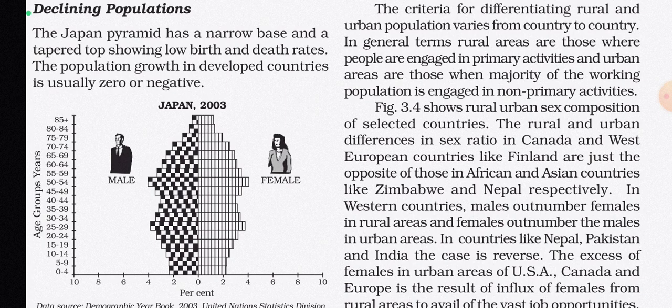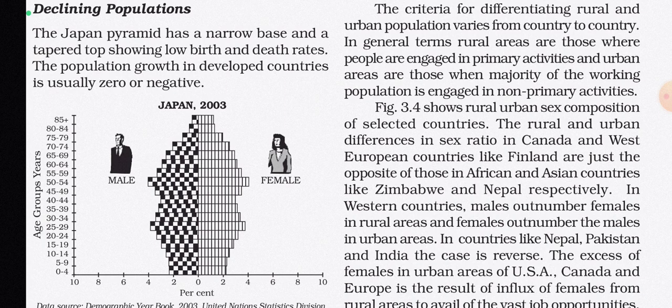Rural-urban composition. The division of population into rural and urban is based on the residence. This division is necessary because rural and urban lifestyles differ from each other in terms of their livelihood and social conditions. The age, sex, occupational structure, density of population, and level of development vary between rural and urban areas. The criteria for differentiating rural and urban population vary from country to country. In general terms, rural areas are those where people are engaged in primary activities and urban areas are those where the majority of the working population is engaged in non-primary activities.